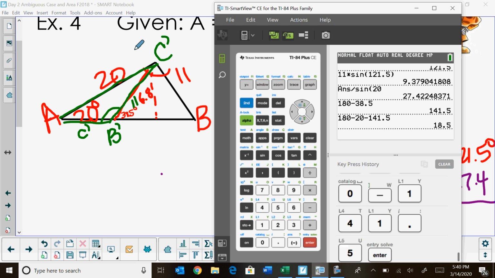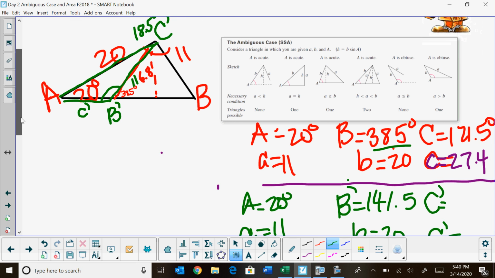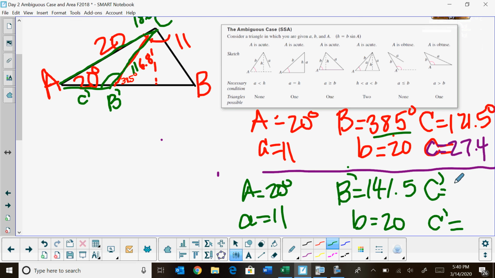Ooh, C is tiny. C is 18.5 degrees. So what does it tell us about side c? Side c is going to be smaller than 11. So this was 18.5, and that's smaller than A, therefore the side c is going to be even smaller.